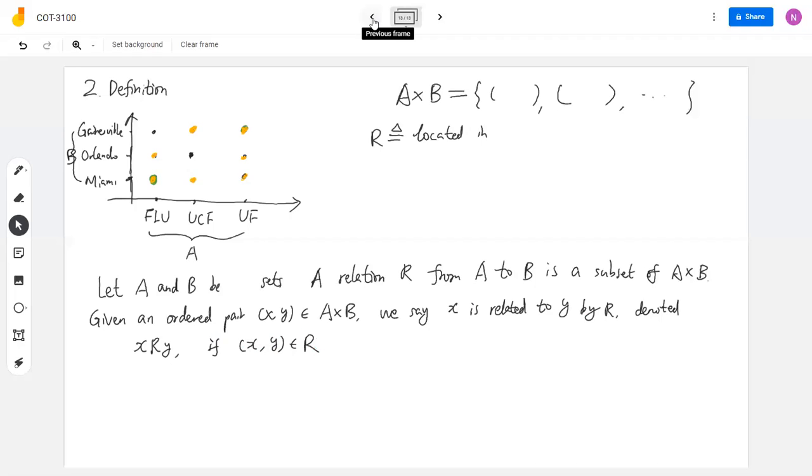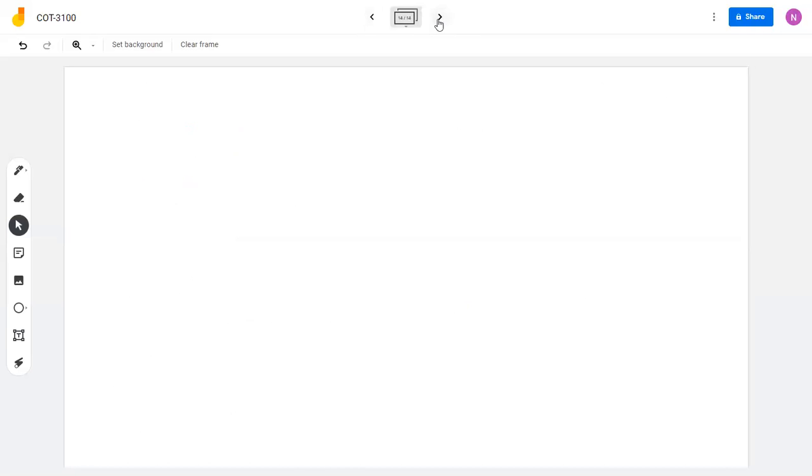Okay, remember R is simply defined as a subset of A times B. And then we call A the domain of R, and B is called the codomain of R. Okay, let's move to the next page.